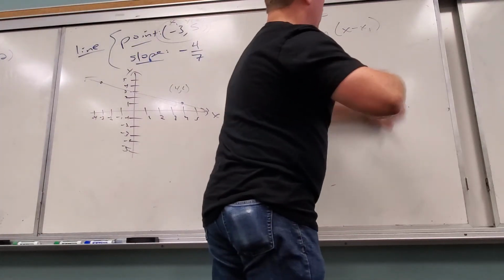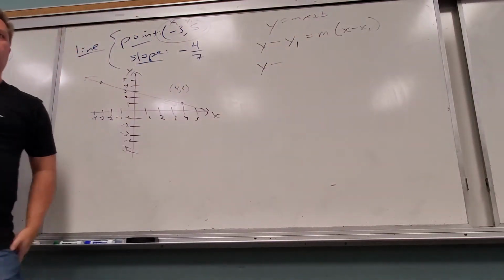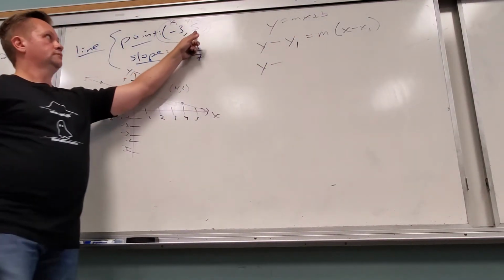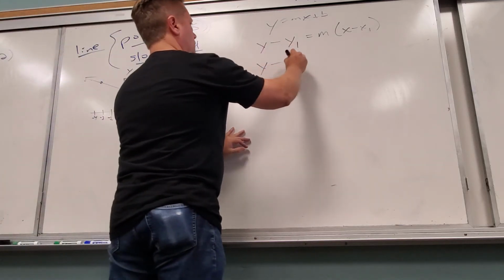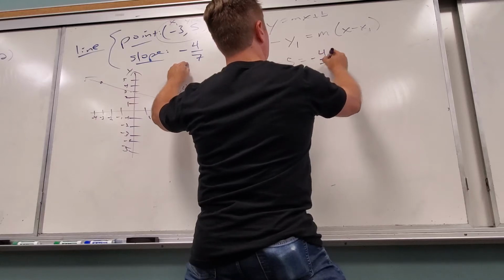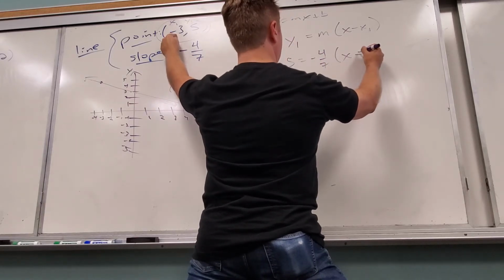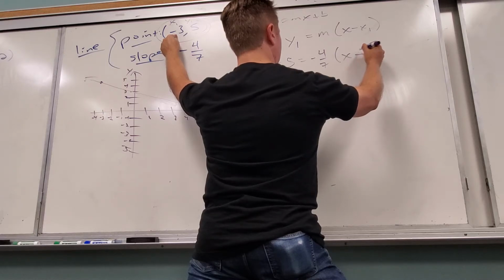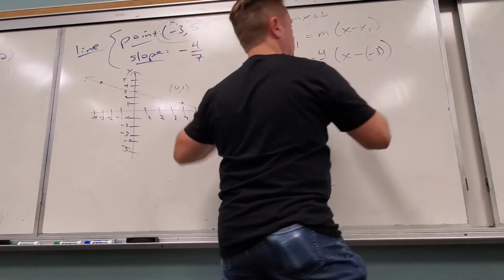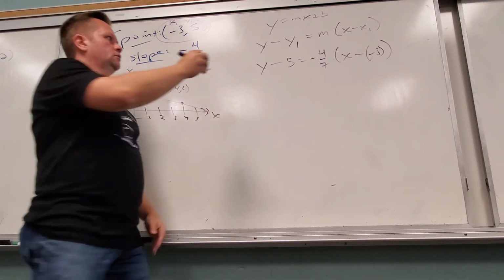So what can I put into that equation now? Y minus 5, the y piece, equals m, which is -4 over 7, times x minus -3. Is it cool if we make this? Let me just put it in so you guys can see where it's coming from. So what's going to happen in there, of course?